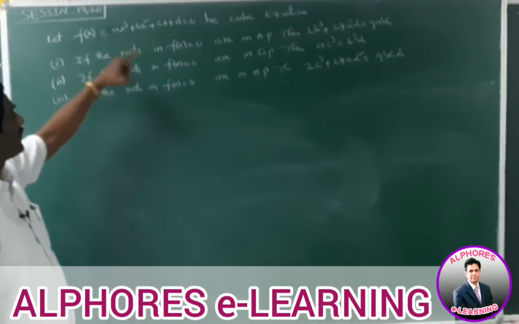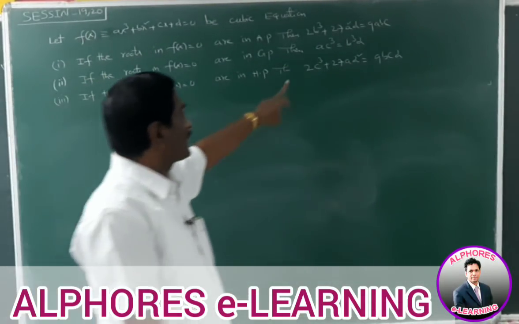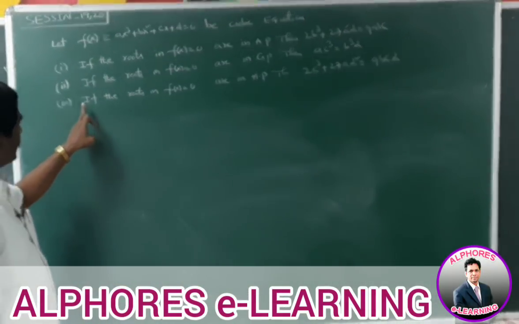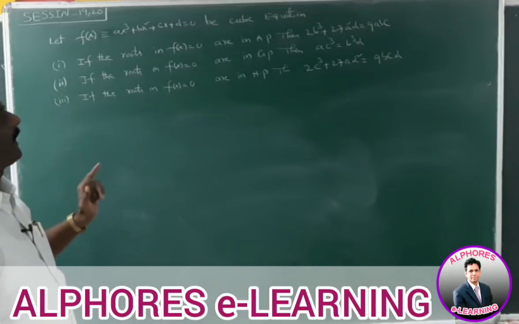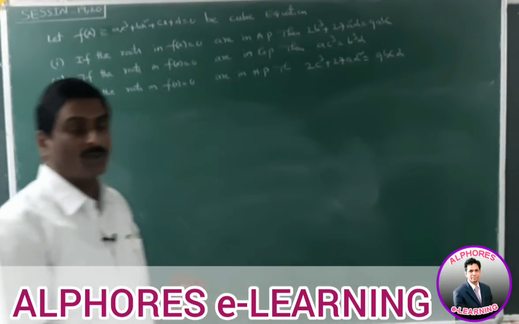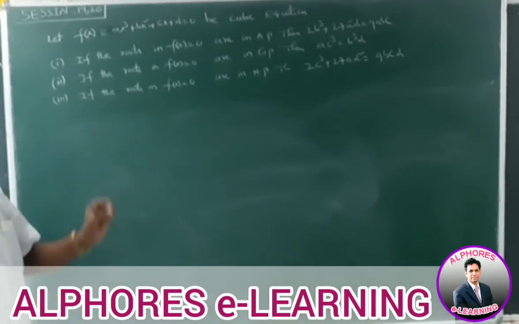Suppose these roots are in GP, the relation between a, b, c is ac cube is equal to b cube d. Next, suppose these roots are in HP, the relation between the coefficients is 2c cube plus 27ad square is equal to 9bcd. These are the standard values, very, very important.